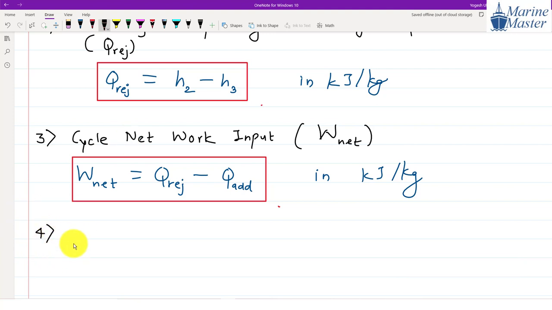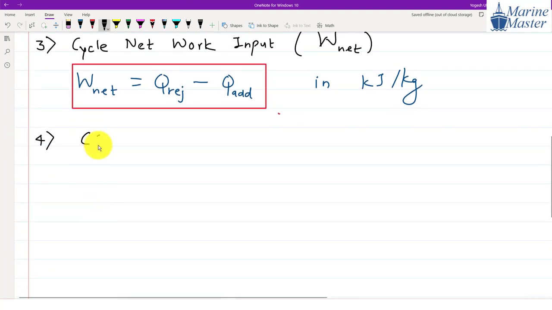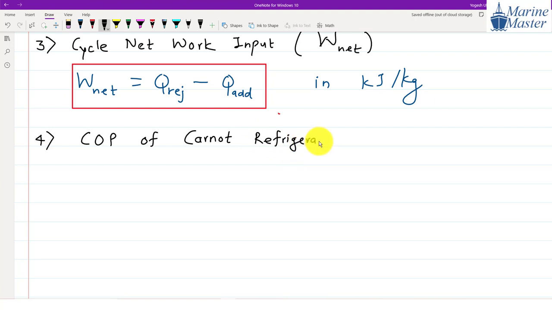Now the next point is what? Point number 4, guys. Point number 4 is the COP of Carnot refrigerator. How do we denote it, guys? We denote it by COP of refrigerator. But which refrigerator? The Carnot one.